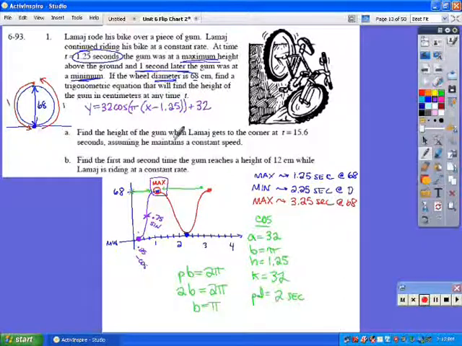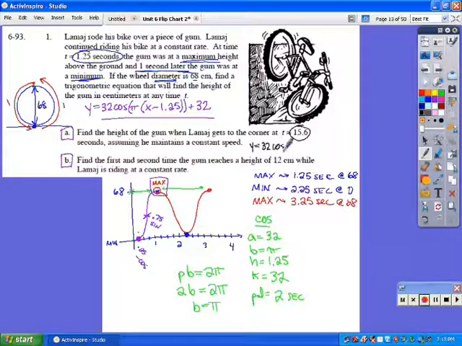So to find the height of the gum, we have the equation. Now we can answer these questions, A and B. Find the height of the gum when Lamage gets to the corner at 15.6 seconds, assuming it maintains a constant speed. For that particular problem, you want to substitute 15.6 into our original equation. So y equals 32 cosine pi times (15.6 minus 1.25) plus 32. Substitute that into your calculator and make sure your calculator mode is in radians.